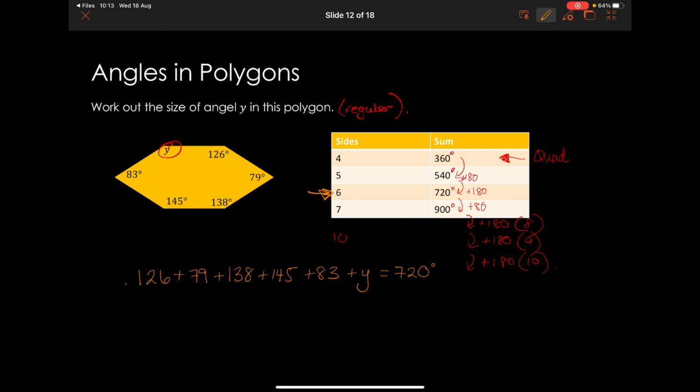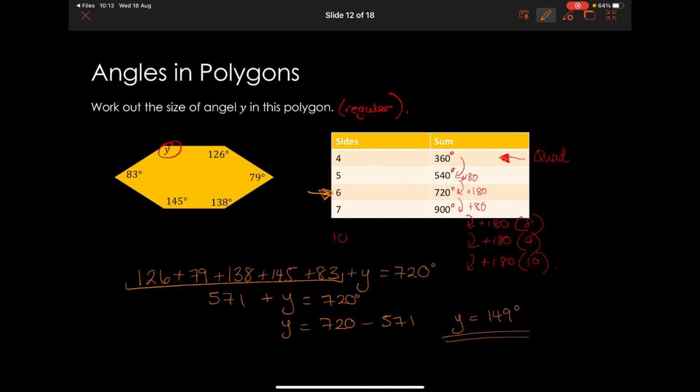So I know that all of these numbers added together equals 571. So 571 plus Y equals 720. And then all you need to do to work out y is take away 571 from 720. So I can write that there if I want to. And that will give us y equals 149 degrees. And that's it, you've worked it out.